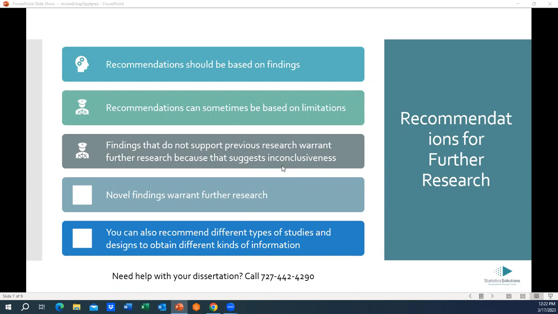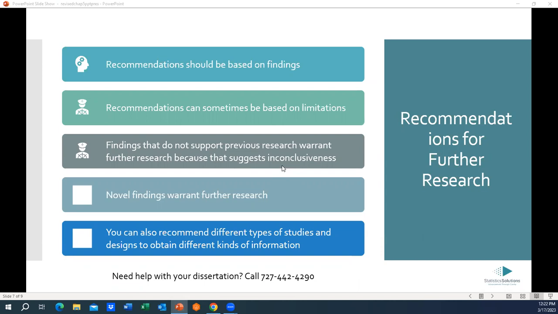There are also studies like longitudinal studies. These are studies that are conducted over time with multiple data collection points, and they are good to recommend if you want to examine the topic over time, or it's a process maybe, so you want to see how it develops over time. So that's another idea for recommendations for further research: different kinds of studies.